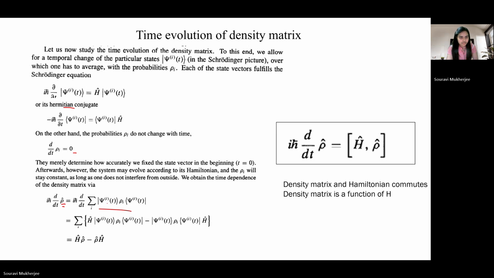Okay. Now from here, you can use this Schrodinger equation: i h-bar d/dt of psi you can write as H psi. So what you get is this term here. Initially you had seen the Poisson bracket, right? Here what you are getting is a commutation happening. So it's a commutator, and it says that rho and H commute with each other. So i h-bar d/dt of rho is given as H rho minus rho H. So the density matrix and the Hamiltonian commute with each other.